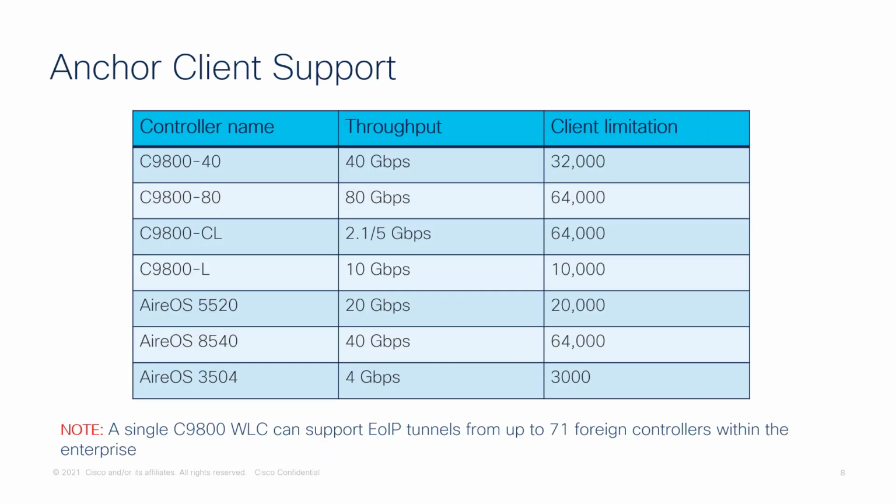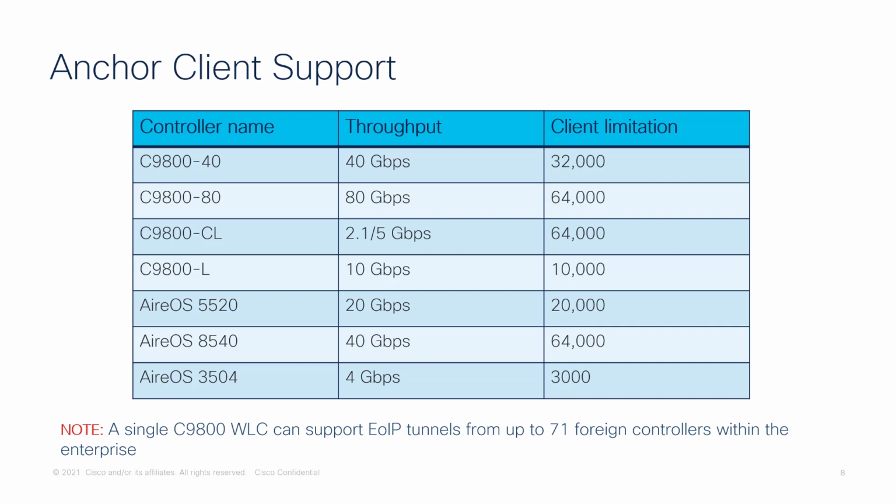Let's take a look at the anchor client support on the controllers that support the capability of a guest anchor. We have the Catalyst 9840 having a throughput of 40 gigabits per second and a client limitation of up to 32,000. We have the Catalyst 9880, which has a throughput of 80 gigabits per second and a client limitation of 64,000. We also have the Catalyst 9800CL, which has a throughput of 2.105 gigabits per second and with a client limitation of 64,000. We have the Catalyst 9800L, which has a throughput of 10 gigabits per second with a client limitation of 10,000.